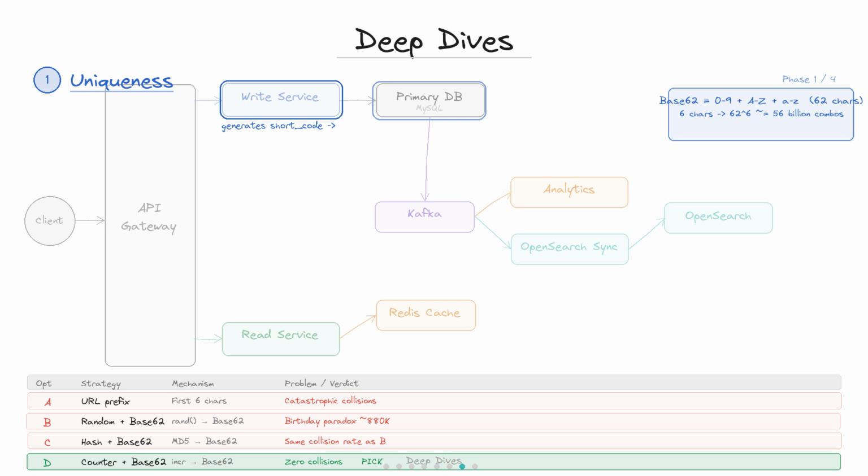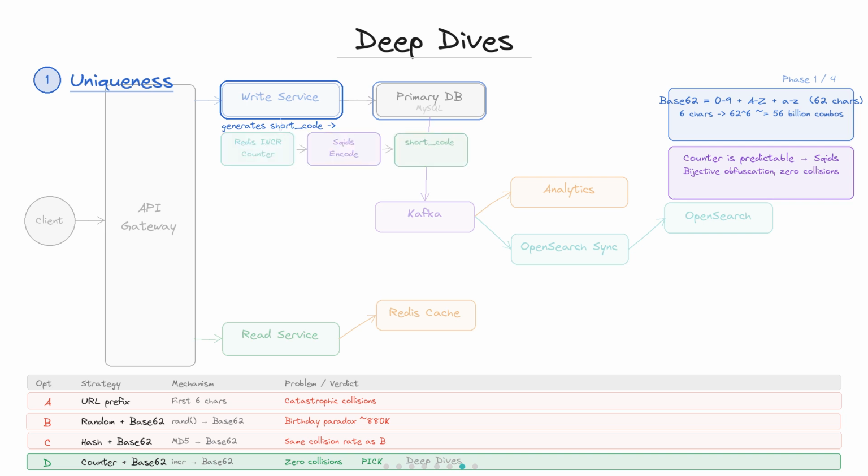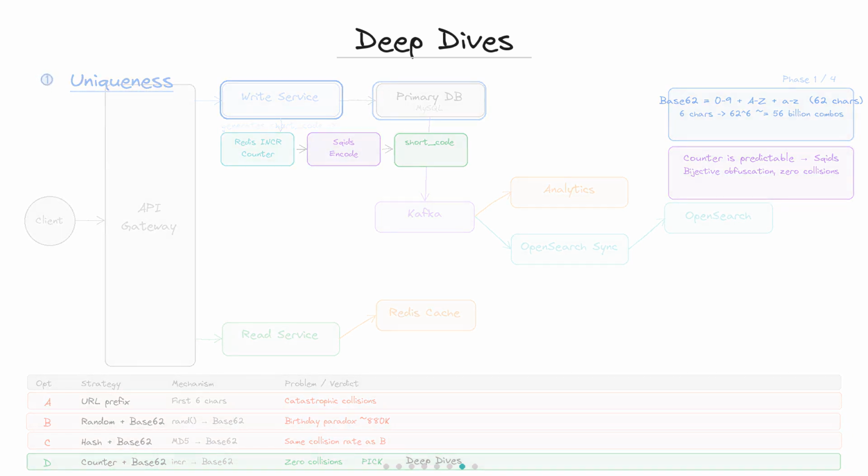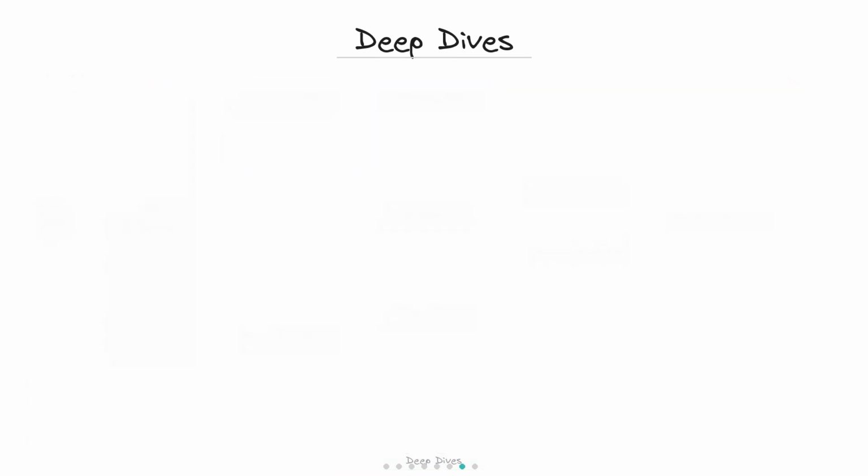The one legitimate concern with a plain counter is predictability. If your counter is at 1042, a competitor could just iterate through nearby values and enumerate all your links. We fix this with Sqids, a bijective encoding library that maps your counter to an obfuscated, non-sequential string. The mapping is reversible, collisions are still zero, but the output looks random. Problem solved.